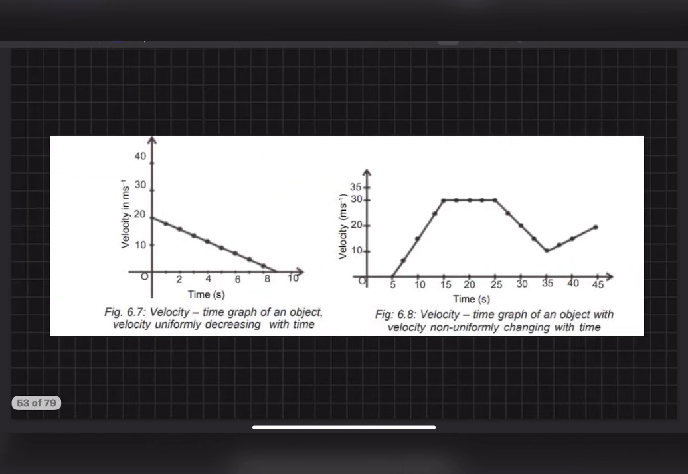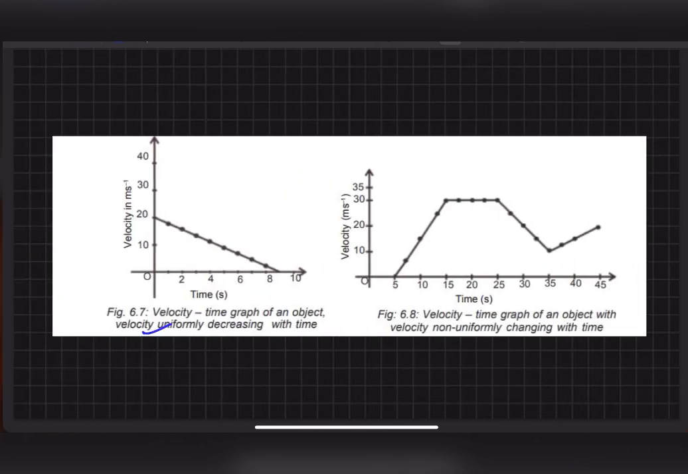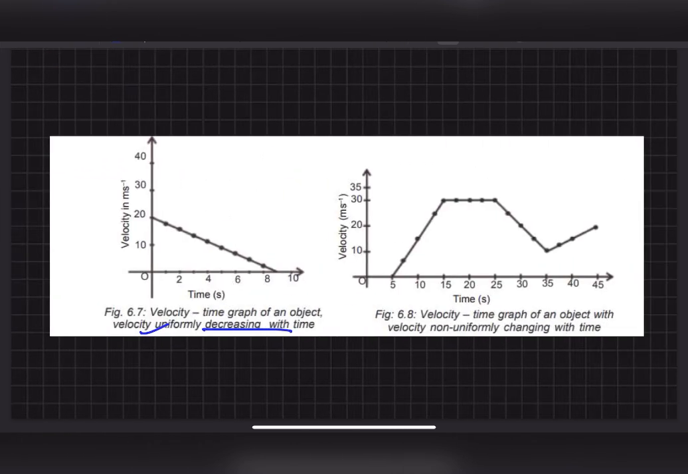Now the velocity time graph for an object with uniformly decreasing velocity. If the speed is decreasing, look, at 2 seconds, the velocity is somewhere here, let's say 15. Then at 4, it comes out to be 10. At 6, it comes out to be 5. So it is decreasing by equal intervals.